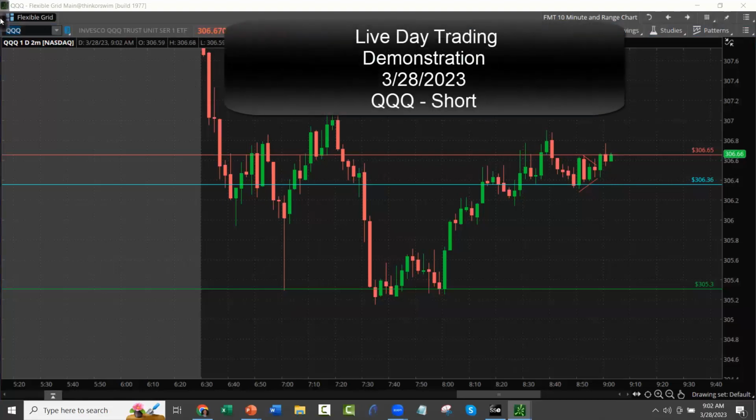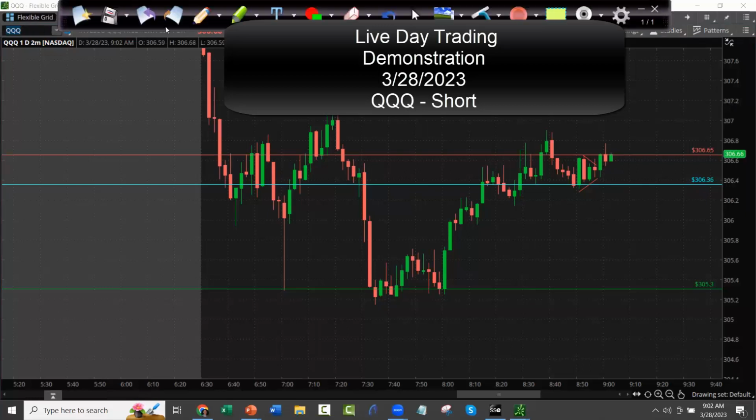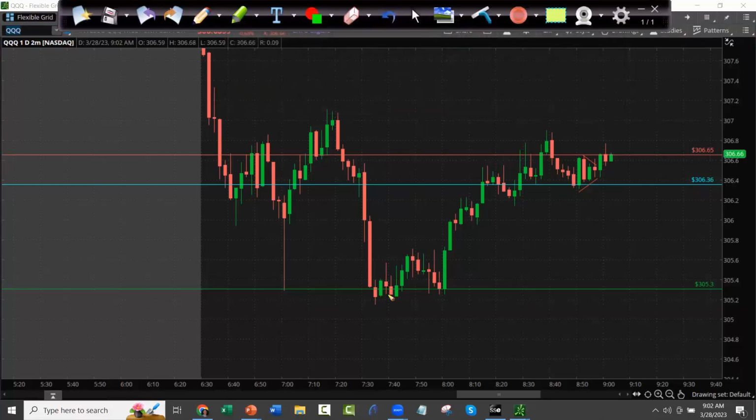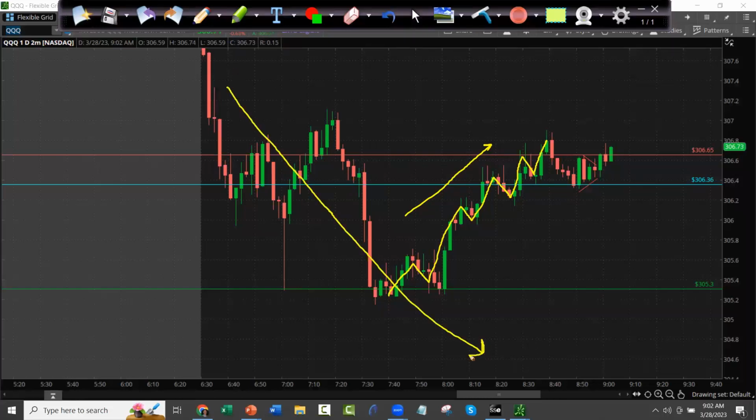So let's go back to that pattern I had drawn. Here's the correction. High. Again, that's a correction in a bigger downturn. Bullish correction in a bigger downturn. Okay.